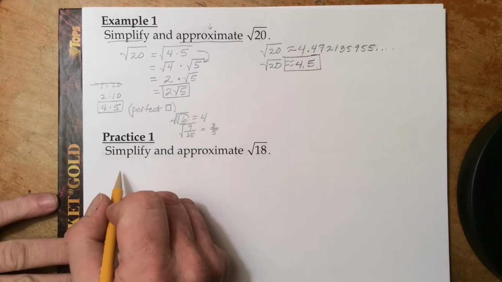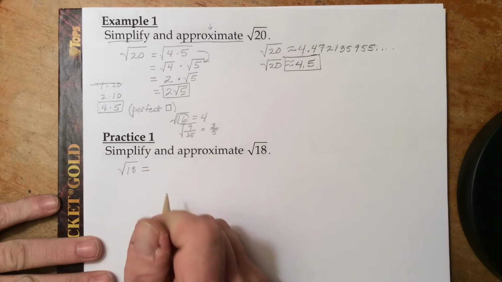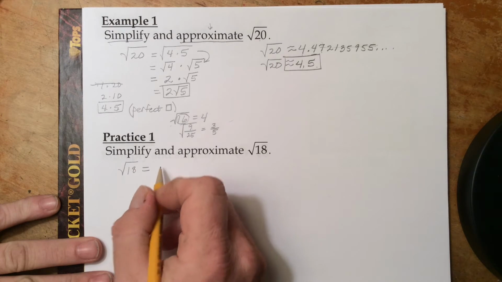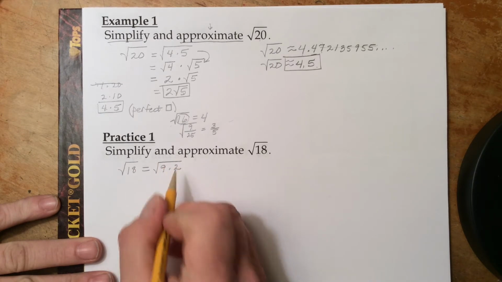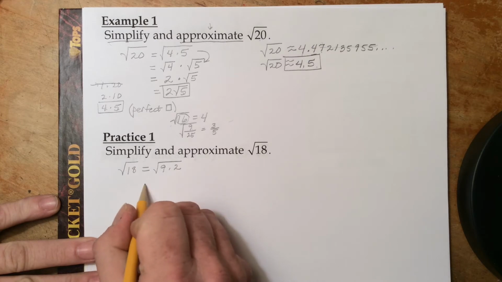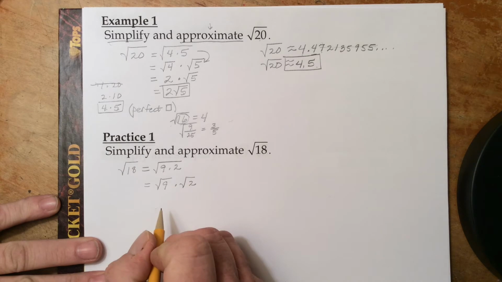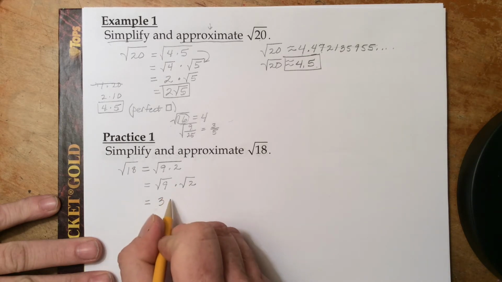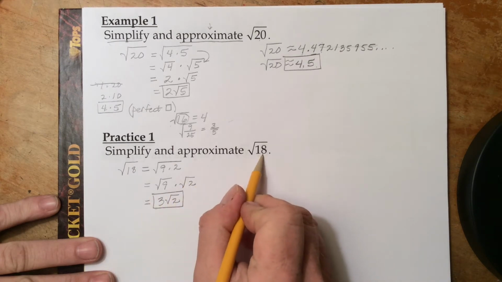Okay, here's the simplification of the square root of 18. The square root of 18 has several factors to it. The factors we're interested in are 9 times 2. So the square root of 9 times 2, because 9 is a perfect square. This gives us the square root of 9 times the square root of 2. And the square root of 9 is 3, so we have 3 times the square root of 2. And so 3 times the square root of 2 is the simplification of the square root of 18.